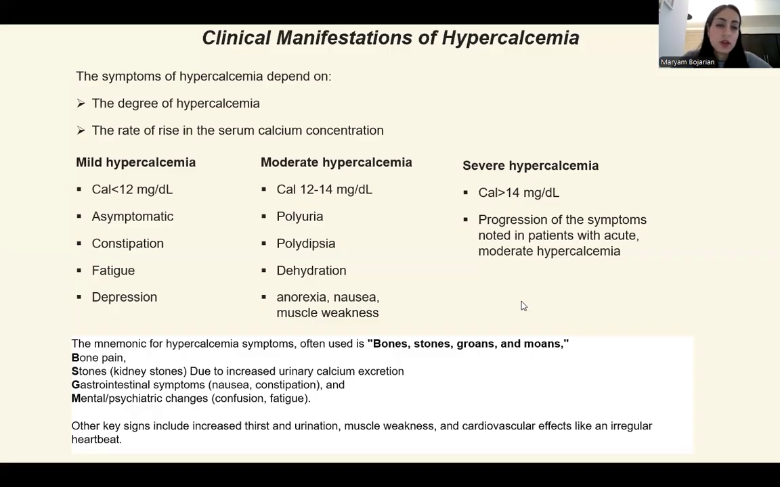For example, polyuria, polydipsia, and dehydration. If they develop severe hypercalcemia, meaning calcium more than 14, they have more severe signs and symptoms. The famous mnemonic is bones, stones, groans, and moans. That means bone pain, kidney stones due to increased urinary calcium excretion, gastrointestinal symptoms, for example nausea and constipation, and mental changes, for example confusion and fatigue.